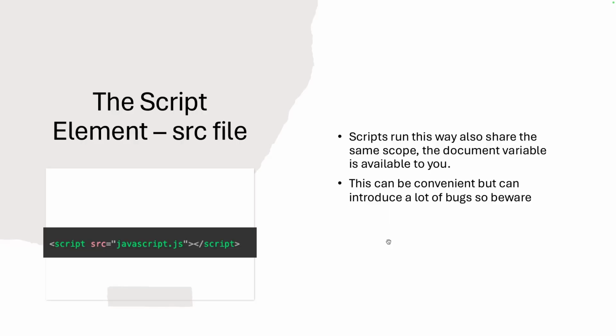Scripts run this way also share the same scope, so that can get a bit confusing. You're like, how does this script know about that script? The document variable is also available to you in those scripts, even though you feel like you're running them externally. The sharing of scope can be convenient, but it can also introduce a lot of bugs, so be careful there.